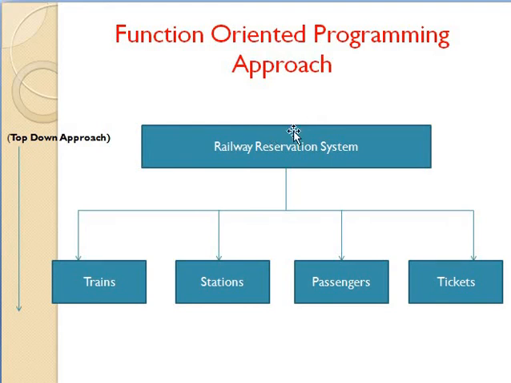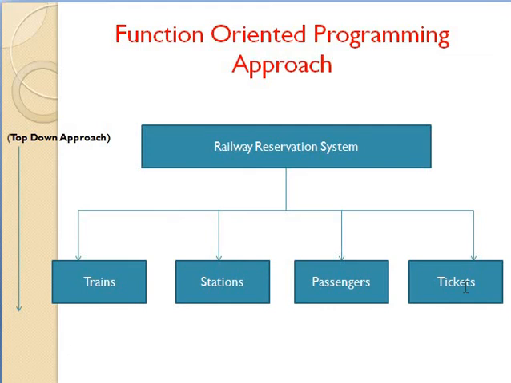Consider the figure as shown in this slide. The figure shows a top-down approach in solving the railway reservation system. In a railway reservation system, the data associated with trains, stations, passengers, and tickets are fed into a specialized software, and from there it gets stored in the servers.